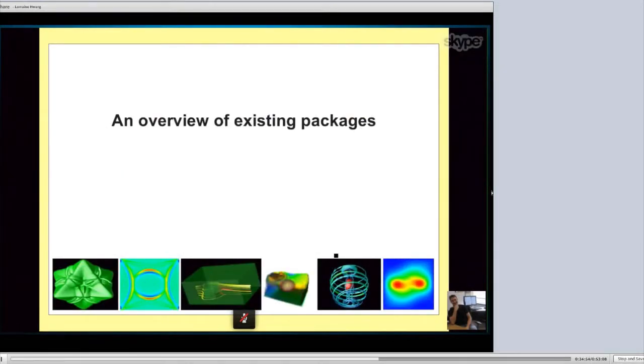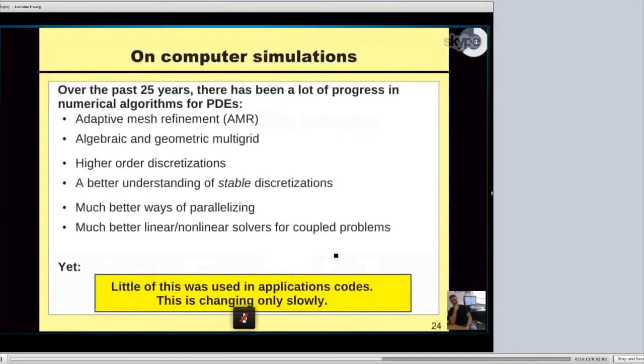Okay, so from here, I would like to introduce three of the biggest packages that exist out on the internet that people use for solving partial differential equations, or computational science problems in general. First, I would like to give a little bit of a top-level overview.